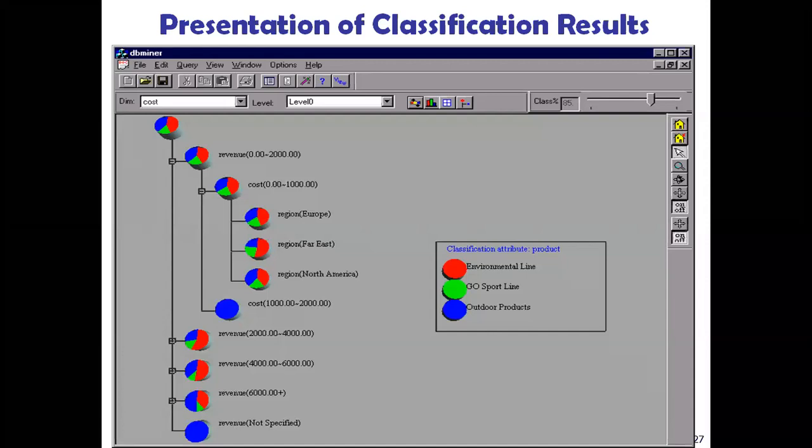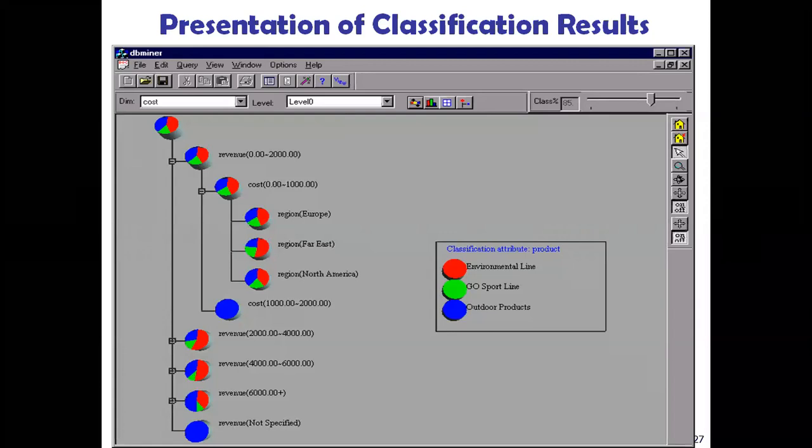See here, region Europe, that is the environmental line, sports line, outdoor products. In a similar way, region Far East and region North America. So the cost is between 0 to 1000, but the blue is referred to as outdoor products, that is the outside country. The cost is 1,000 to 2,000.